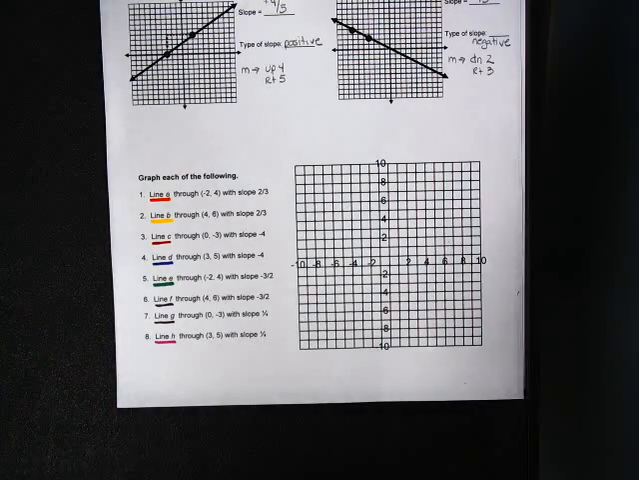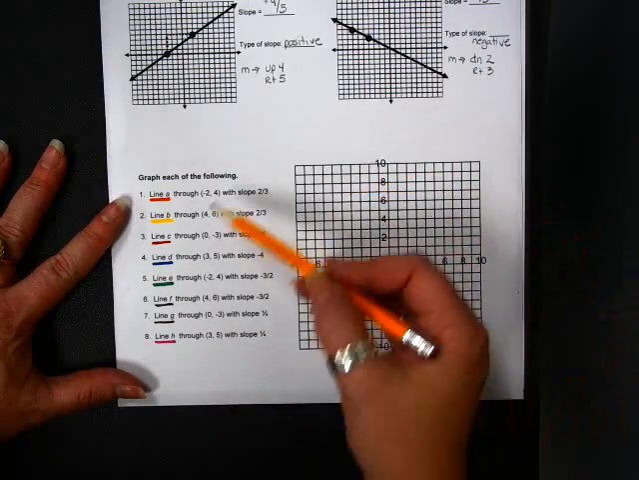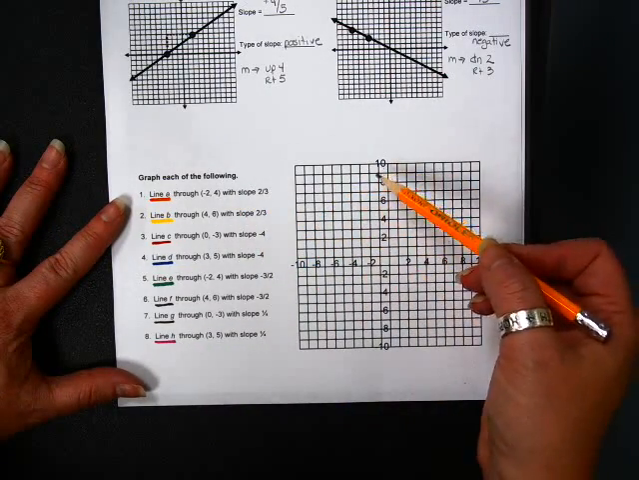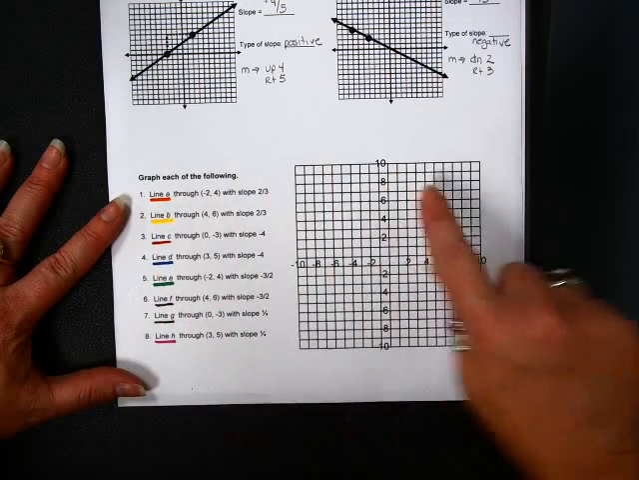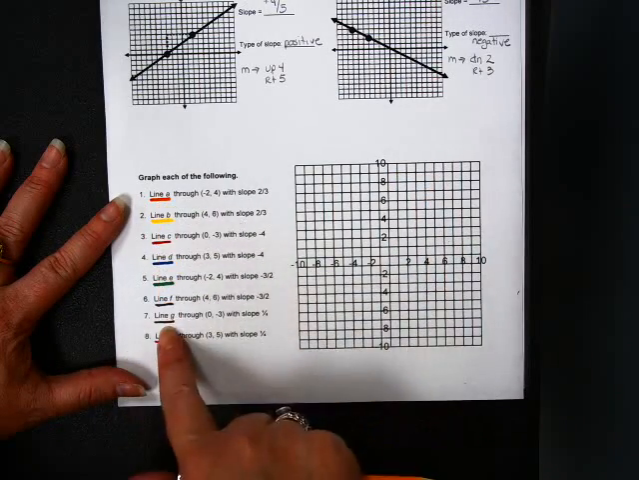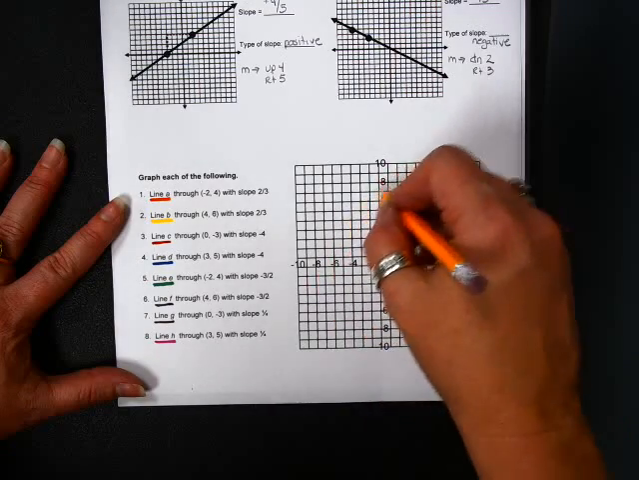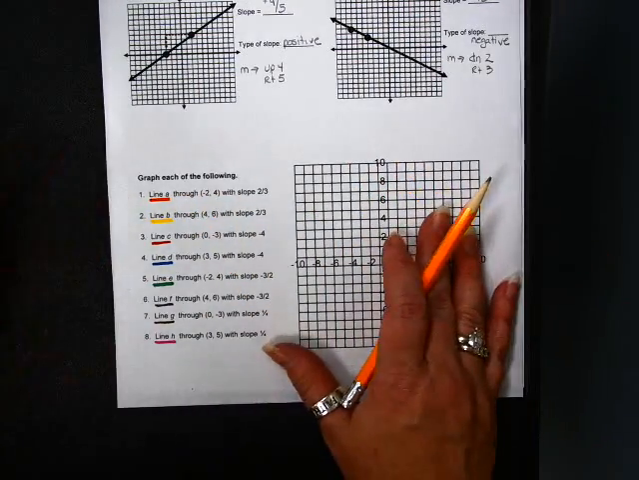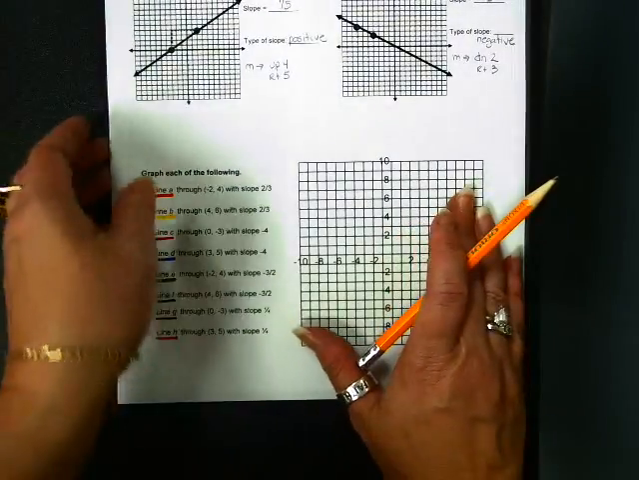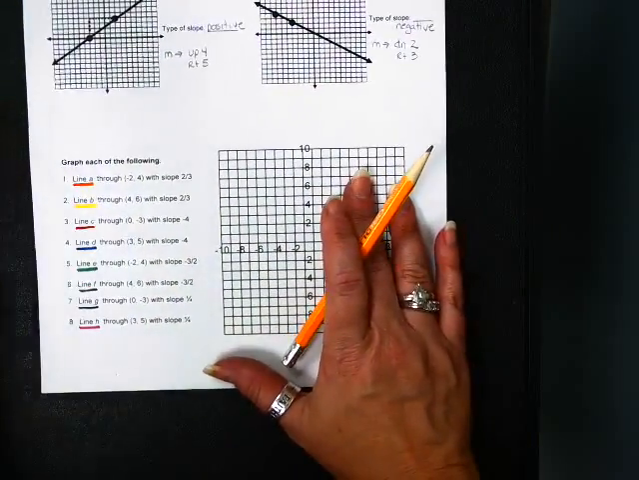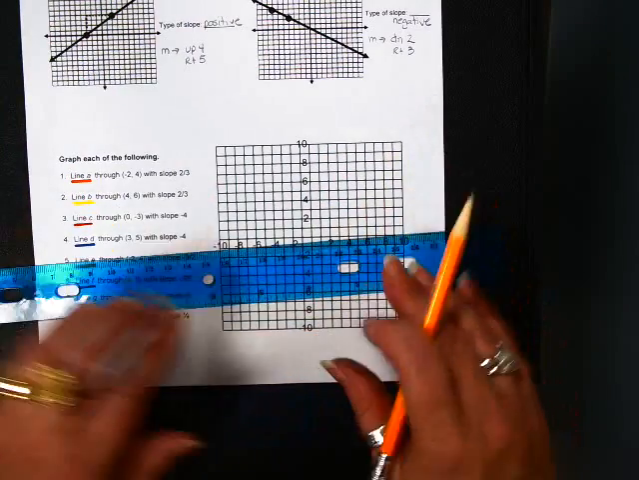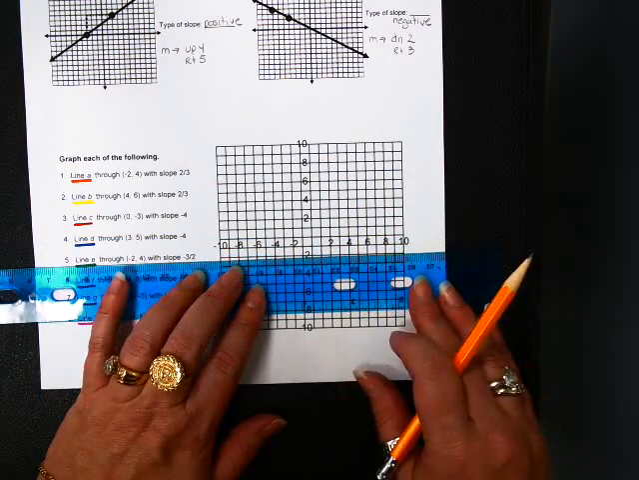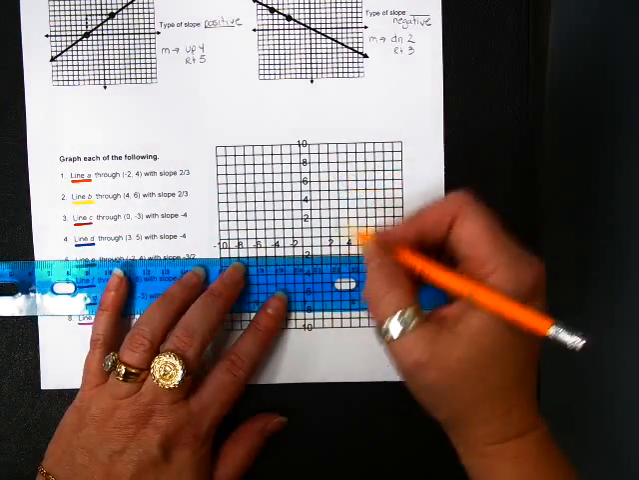Okay, another suggestion I have is to actually put your dots in pencil and then draw your line in, connect your dots in that color, in case you mess up, because you can't erase the color, you can only erase the dots. Alright, the last thing you need to do before you watch the next video is you need to draw in your X and Y axis.